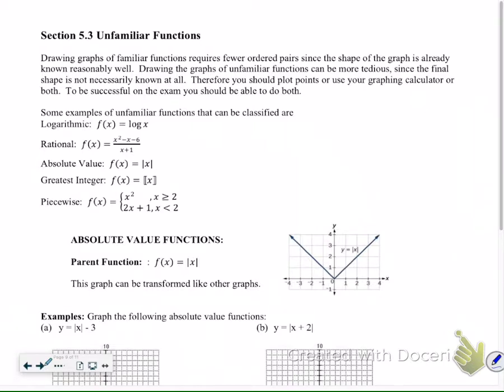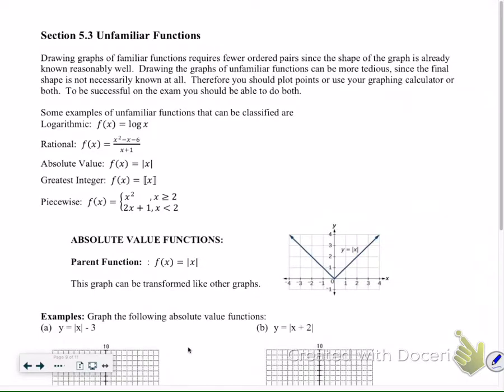Absolute value functions, those are actually predictable if it's just some kind of basic absolute value. We'll look at those in a minute. Greatest integer, we're not going to talk a ton about that, but there is some more information in your book about that one. And then a piecewise function. A piecewise function can look like anything. It's pieces of individual functions. Okay. So first, absolute value function.